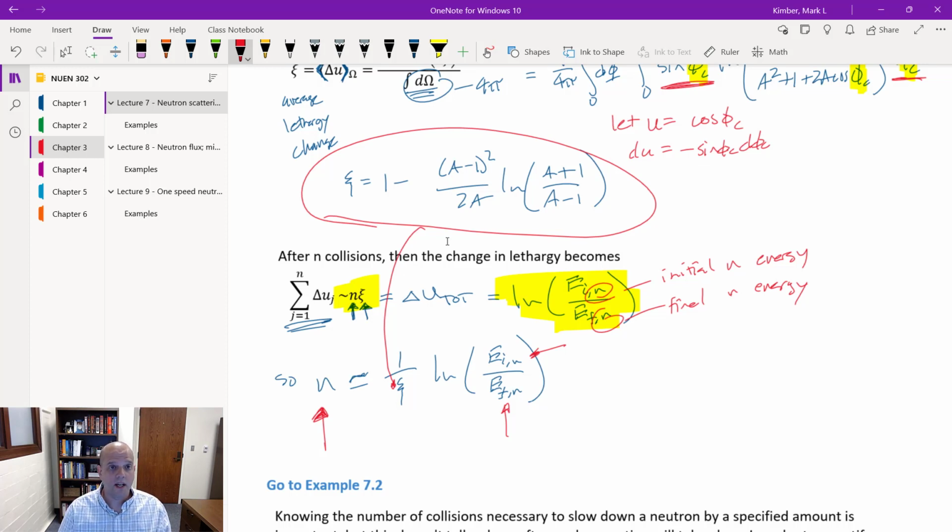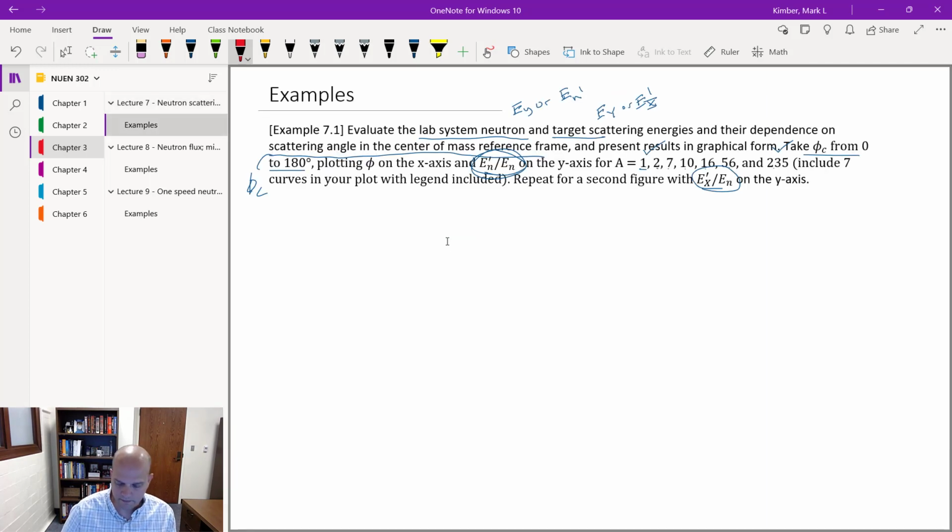And then I can look at that as a function of the moderator. If I'm using hydrogen, if I'm using graphite, which is carbon, if I'm using this or that, I can see how many collisions it's going to take to get there. So let's do a quick example on that topic, and then we'll hit this final topic of cross-section in a minute.